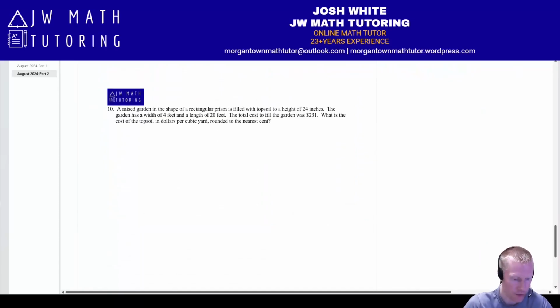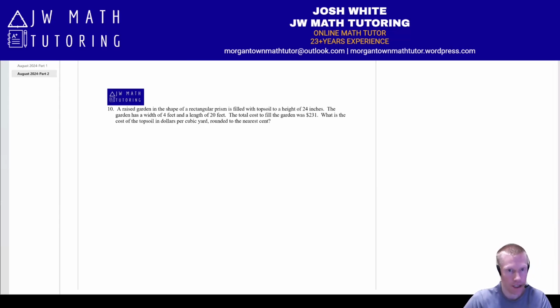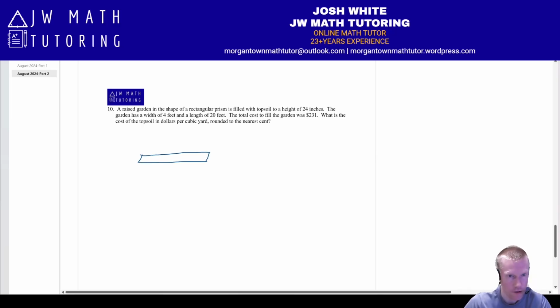All right, for the last question here, we have a word problem that deals with 3D shapes. So basically, we have a rectangular prism here. It looks something kind of like that. The height of this is going to be 24 inches. The width is going to be 4 feet here, and the length is going to be 20 feet.